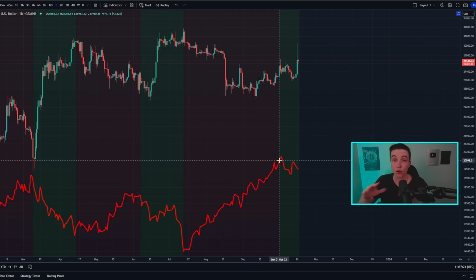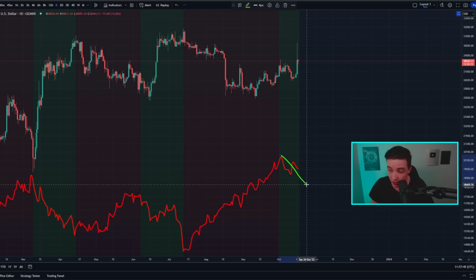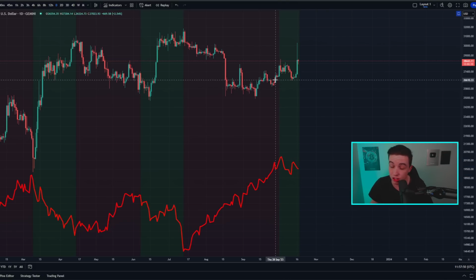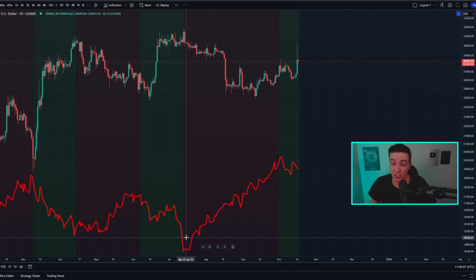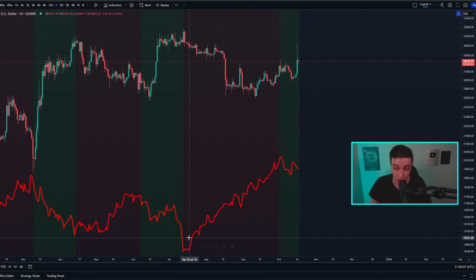So like I said, it's not 100% perfect, but it is very accurate over time, generally speaking, because essentially the Bitcoin price is usually valued in US dollars. So if the US dollar index, the US dollar itself, is losing value, then it's very easy for Bitcoin to gain value against something that is losing value. And vice versa, if the US dollar is gaining value, then it's very difficult for Bitcoin to also gain value against the US dollar, which is gaining value.